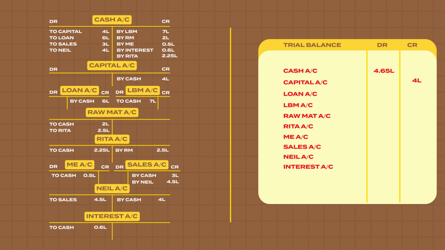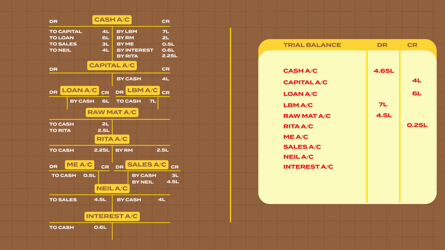Loan account, credit balance 600,000. Land building machine, debit balance 700,000. Raw materials, debit balance 4.5. Rita, credit 2.5, debit 2.25. So there is a net credit of 0.25.